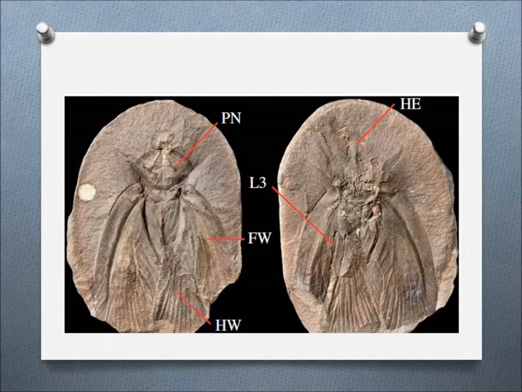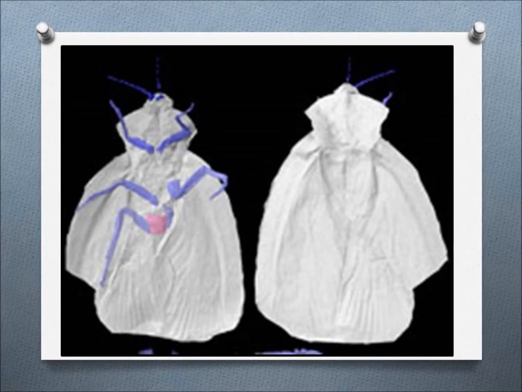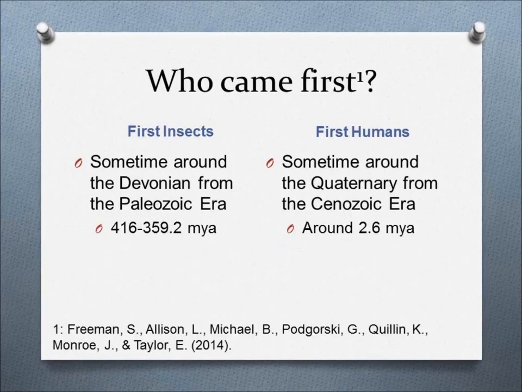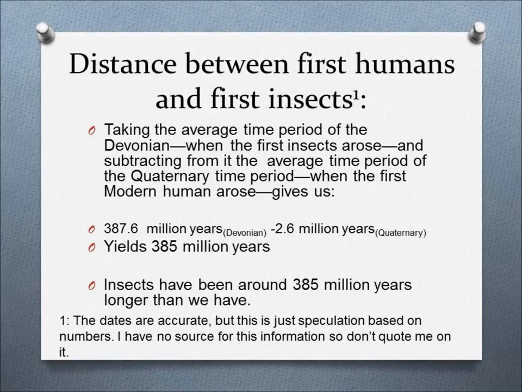So let's take a look at everybody's favorite insect, the cockroach. In 2010, an old cockroach fossil was found. This species of cockroach was 3.5 inches long and 1.6 inches wide. This cockroach's estimated time period was about 359 to 299 million years ago. And this time period was known as the Carboniferous period, or also known as the Age of the Cockroaches, because, obviously, cockroaches were the most common insect of the time.